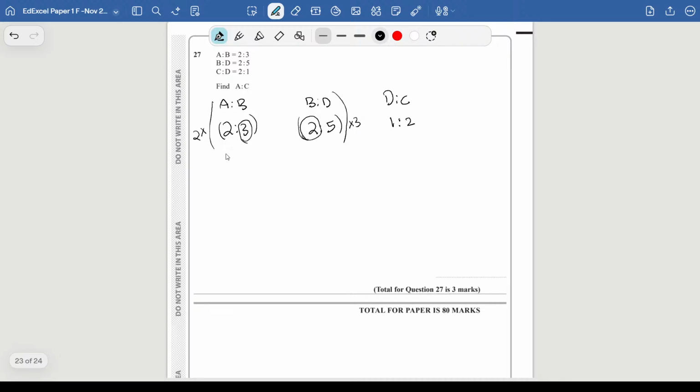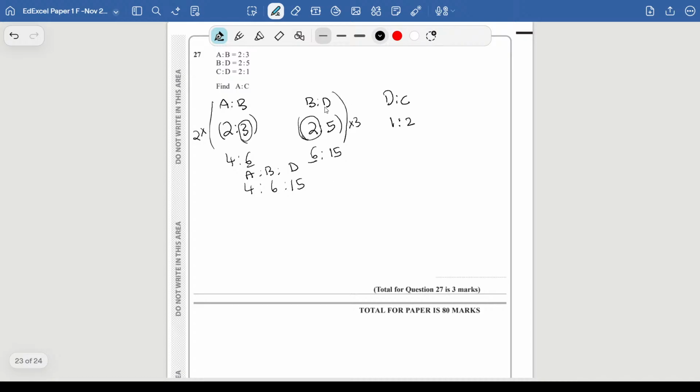So 2 2s is 4, 2 3s is 6. So A to B's equivalent form is 4 to 6. B to D's equivalent form, when we times it by 3, we get 6 to 3 5s is 15. Now you see there is this common term. So A to B to D, I can write it as 4 to 6 to 15. Right? This is A to B to D.